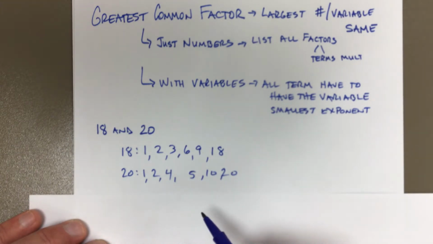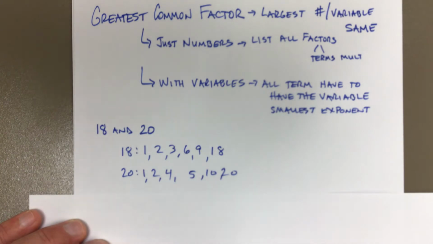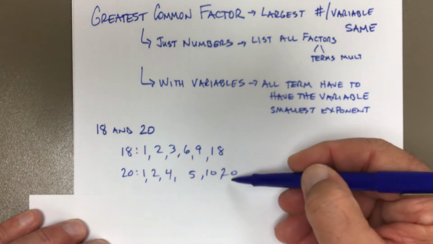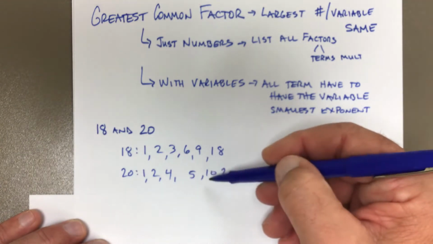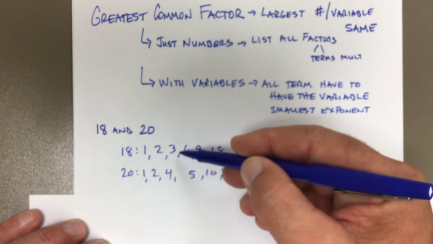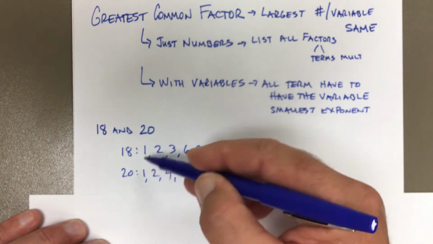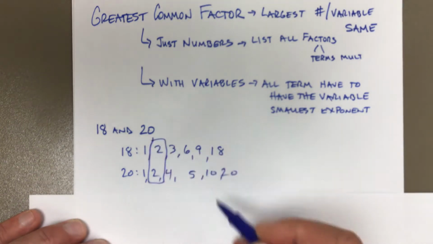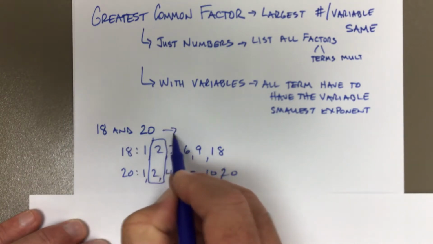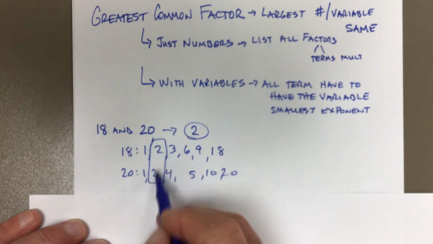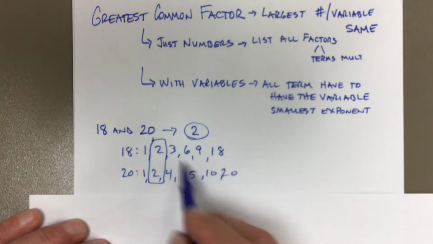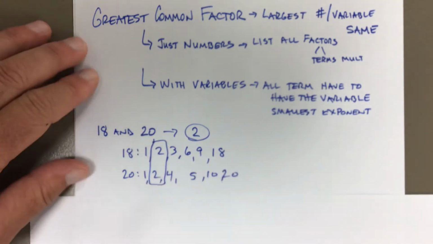So now we just go through here and pick out the one that they have in common, and we want the highest one. So start from here and go down. 18 and 20, nope. 10 and 9, nope. 5, nope. 6, nope. 4, nope. 3, nope. 2, yep. 1. Okay, so here's the largest one they have. So the greatest common factor of 18 and 20 is 2, because that's the largest one that they have. None of the others are in common, so we just get 2.